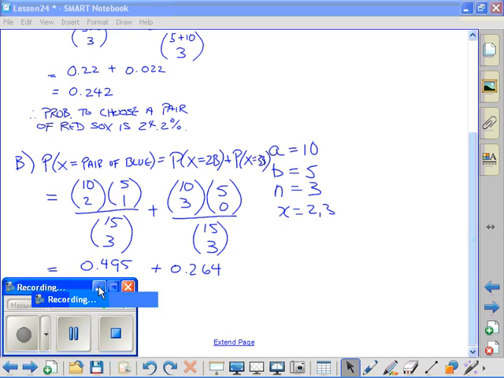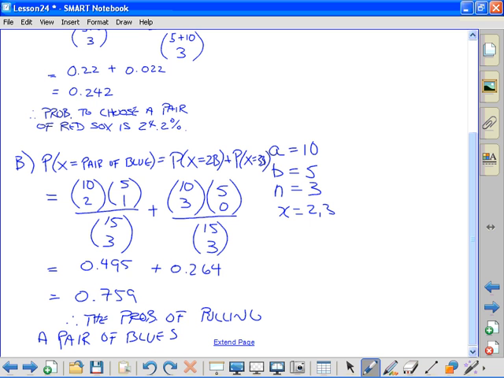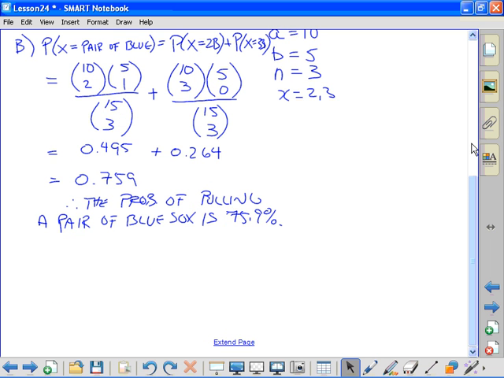I'm finishing up this example, so I did the calculations. That's what each fraction respectively would give me. Adding those together, I get 0.759. So therefore, the probability of pulling a pair of blue socks is 75.9 or 76%.